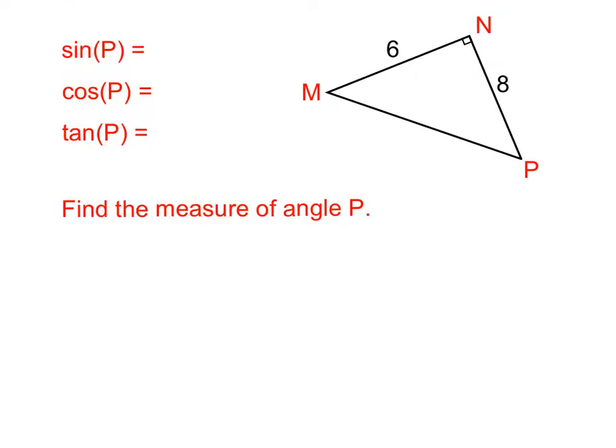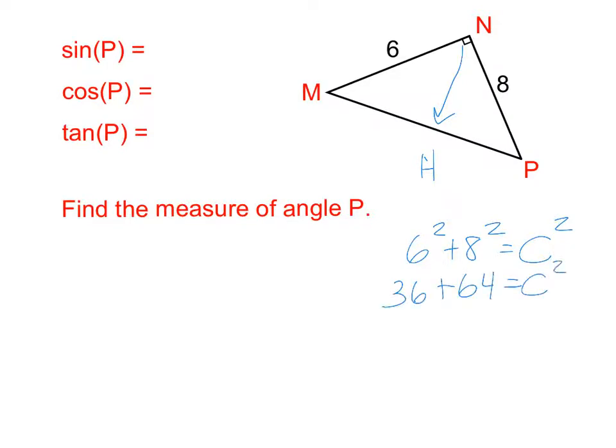All right, pause the video. Notice we are missing a side. So start by finding the missing side. When we have a missing side, we're going to use the Pythagorean theorem. Which one are we missing? We are missing our hypotenuse, our c. So 6 squared plus 8 squared equals c squared. 36 plus 64. 100 equals c squared. To solve, we take the square root. c is 10. So our hypotenuse is 10.